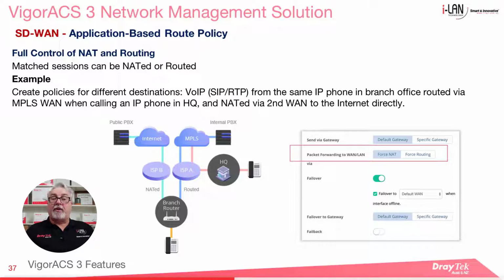An example is we can create policies for different destinations for VoIP. So a VoIP call using SIP or RTP from an IP phone in a branch office to another IP phone at HQ is routed via an MPLS WAN, but when the same phone is used to place a call to an internet destination, the call is NATed via the second WAN.